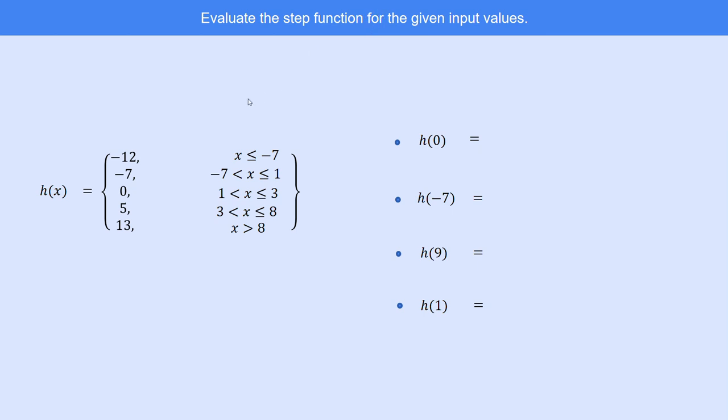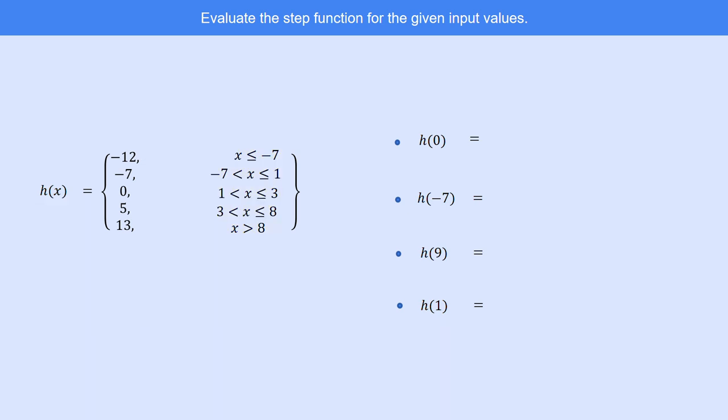Let's evaluate the step function using the function rule. Here we have the function h of x. The function h of x has 5 different intervals. Each interval corresponds to a separate row. Since this is a step function, each row represents a different constant output value.